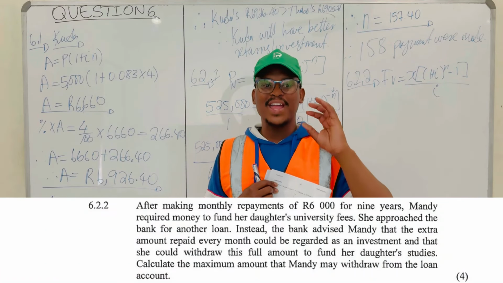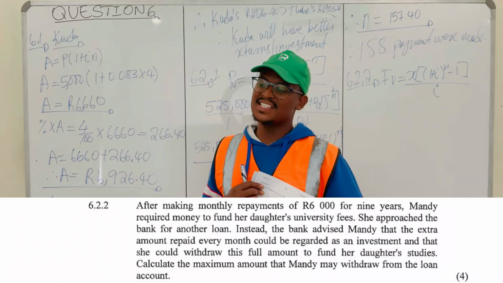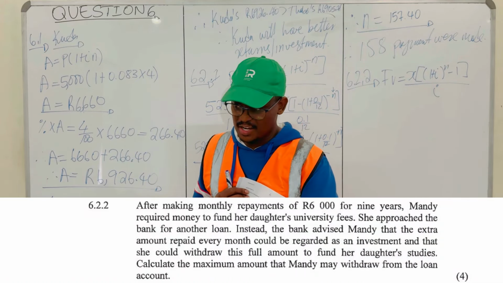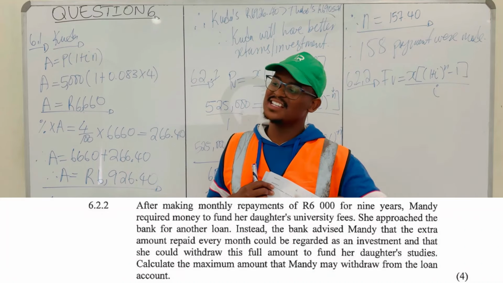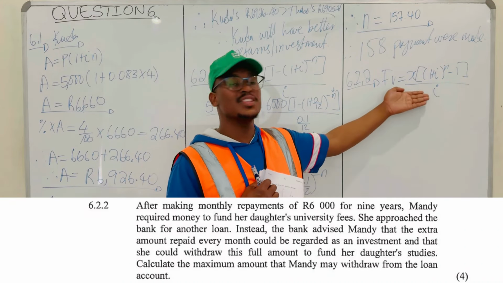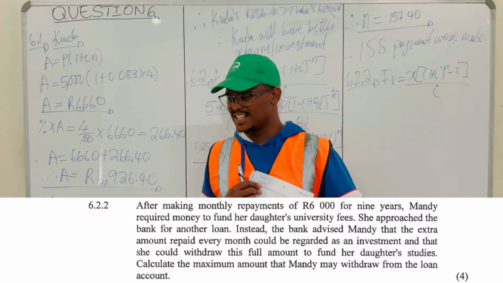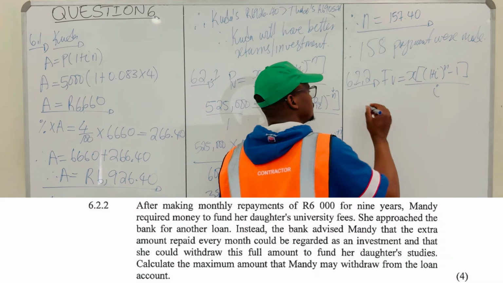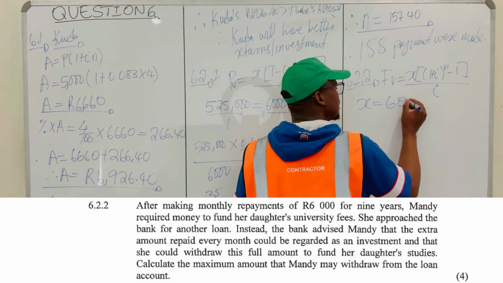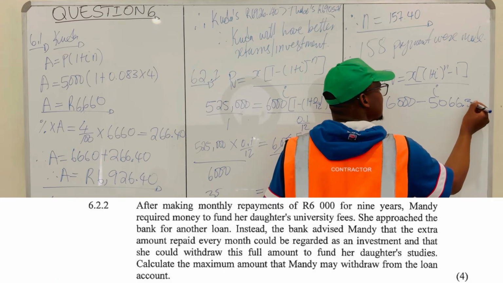Because we can think of that 5,066 rand 36 cents as what was required by the law for the loan. But everything extra is just an investment. So we need to calculate how much that extra is and then put it into this account for 9 years. Is it clear? So our x, which is the extra that she was depositing, should be 6,000 subtract 5,066 rand 36 cents.